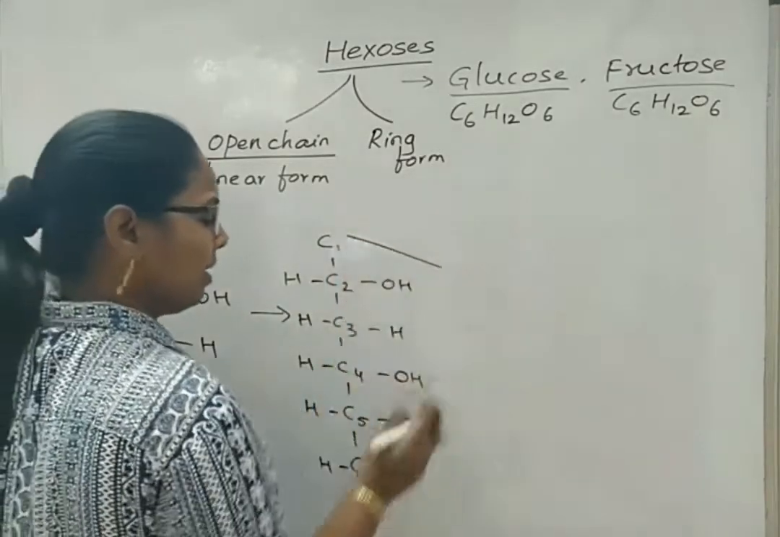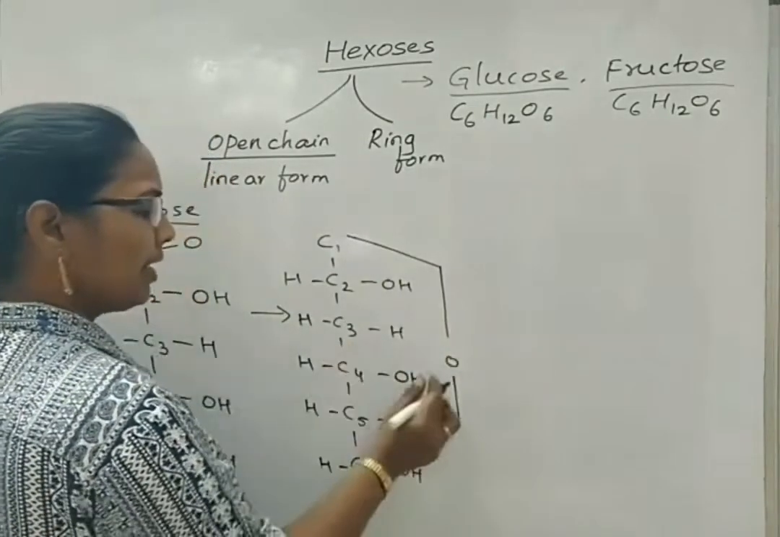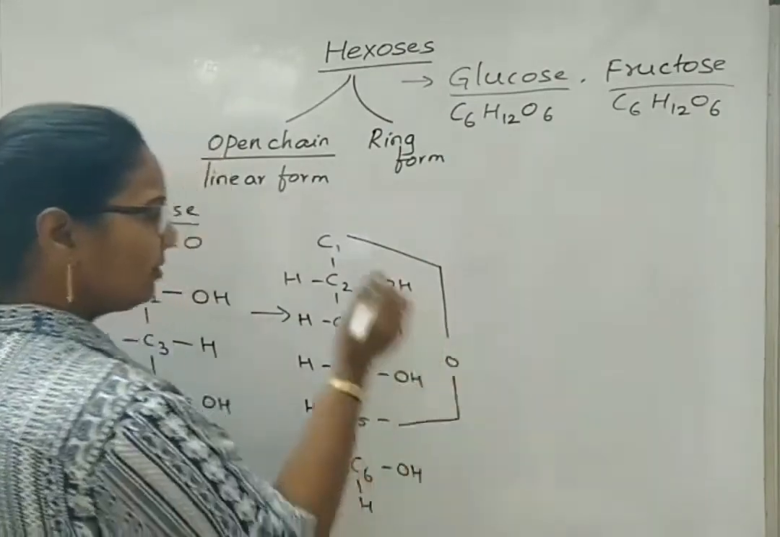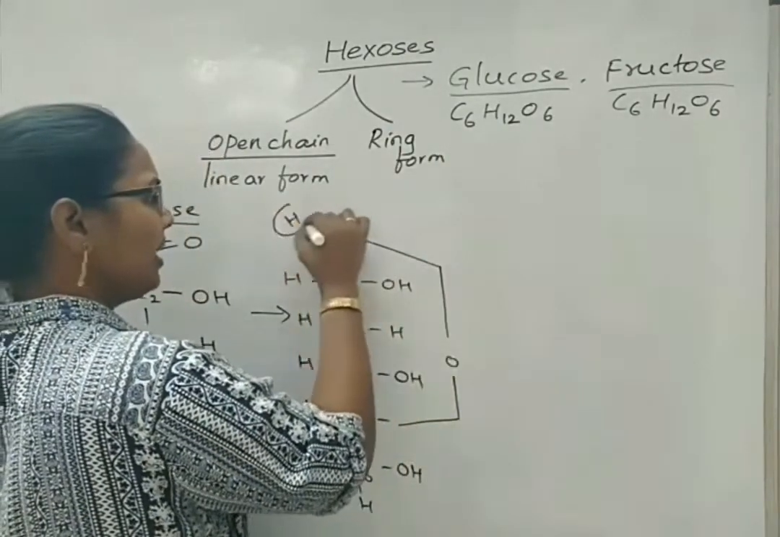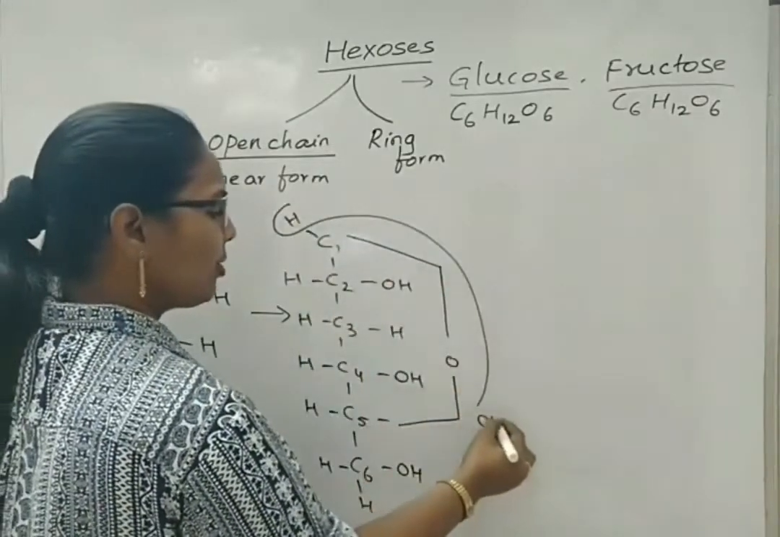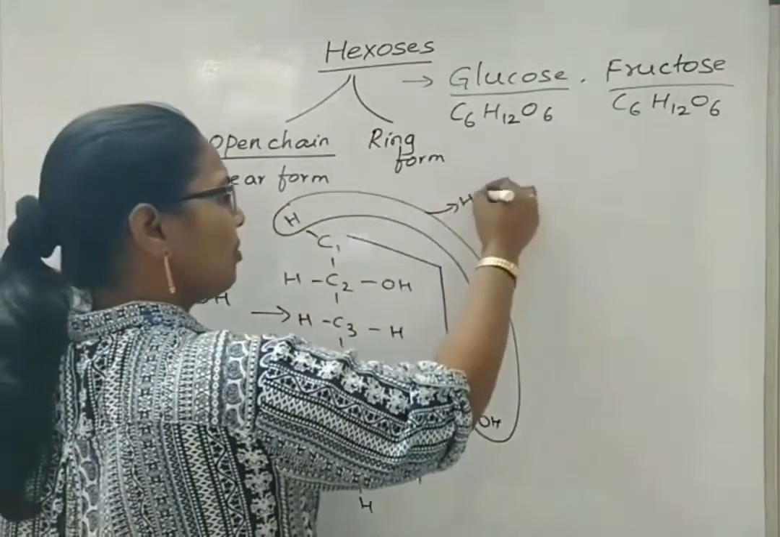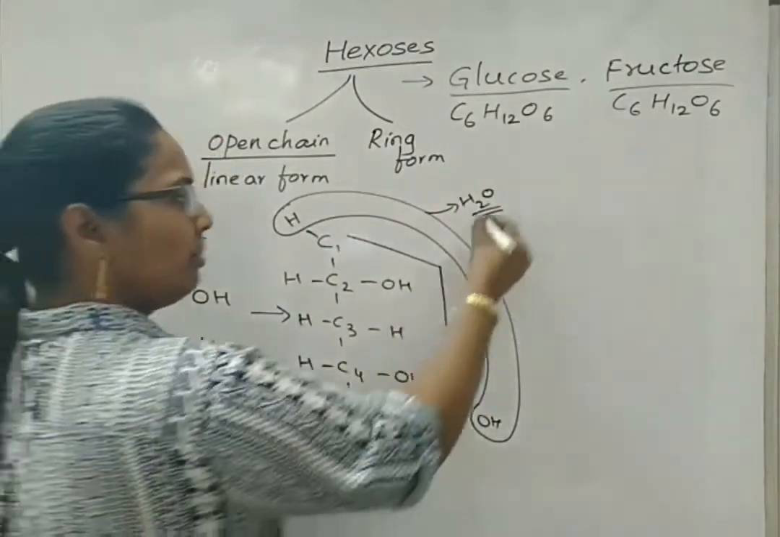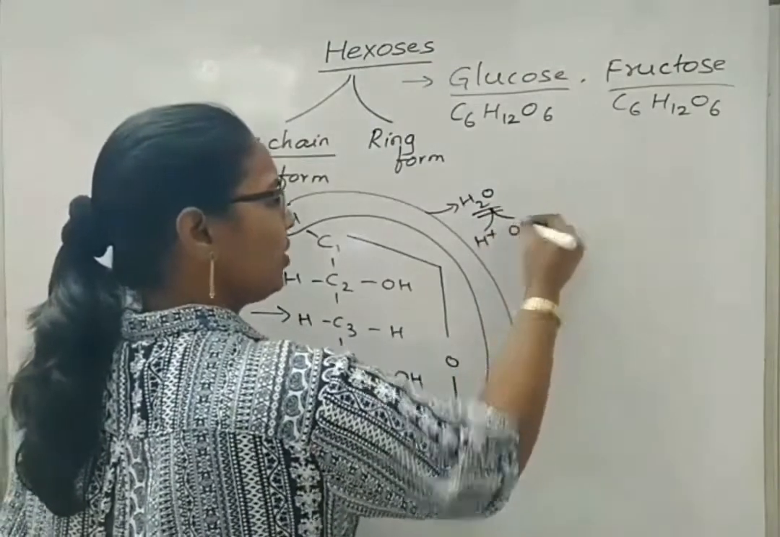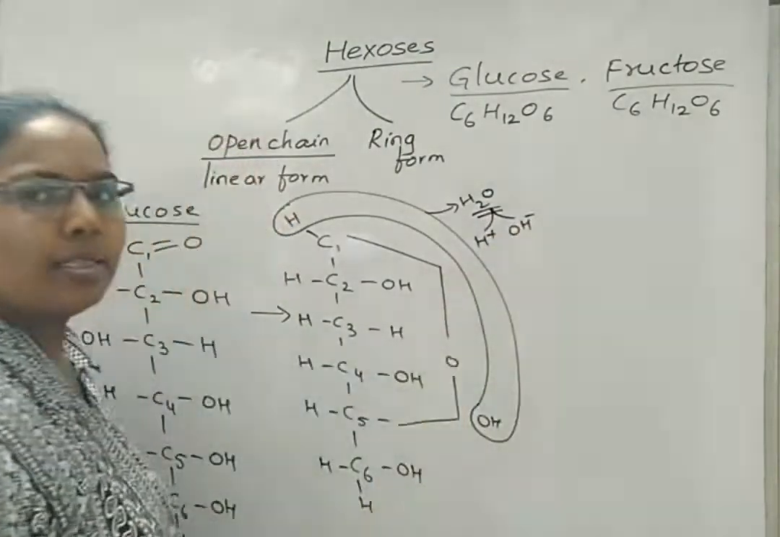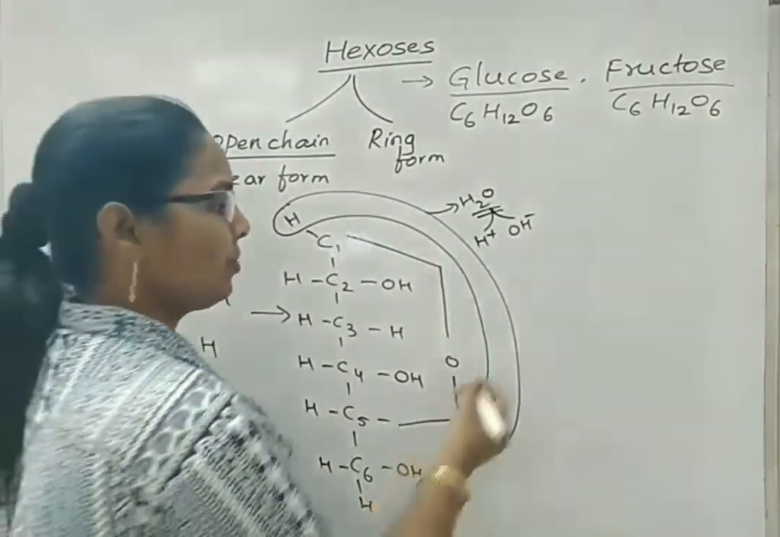But between carbon 1 and carbon 5 there is formation of one bond, and the hydrogen that has to be present will be bound to the OH group at the fifth position, and initially it is removed in the form of one water molecule. But immediately this gets dissociated into H plus and OH minus ions, and again they will be reunited in the ring form.